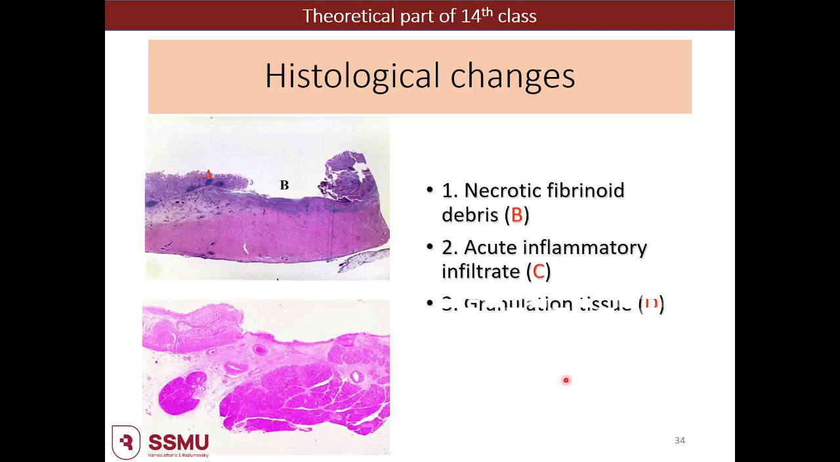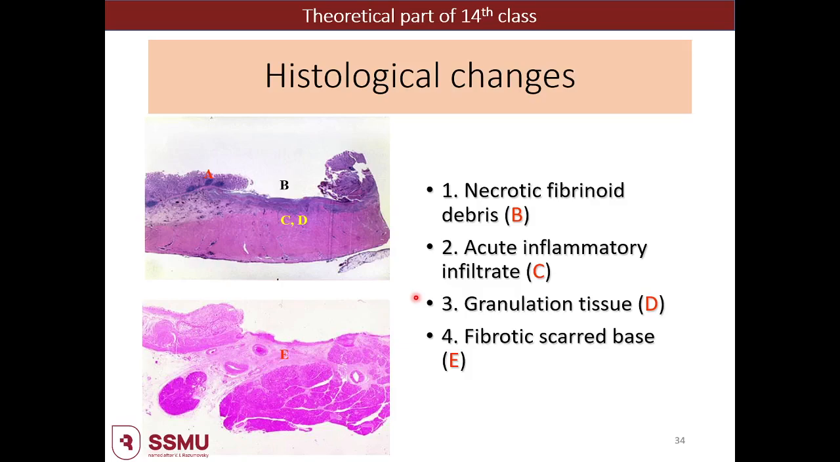On this slide we may see the histological structures of an ulcer. We may see necrotic fibrinoid debris, acute inflammatory infiltrate, granulation tissue also, and a fibrotic scarring base. All of these components, like stages, are necessary for its development.